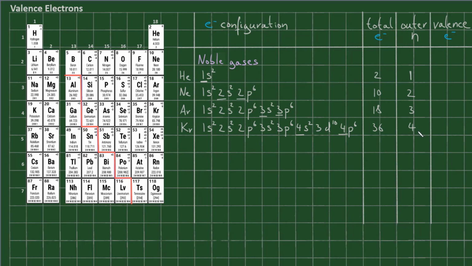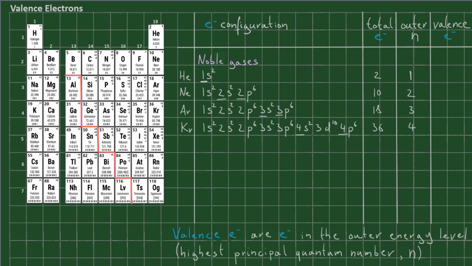Okay, so what are the valence electrons? Valence electrons are electrons that are found in the outermost energy level, or they are the electrons that are associated with the highest principal quantum number. Maybe I should write that down. What does this mean for our electron configurations? If I look at helium, helium only has one set of orbitals on level 1, so this is by default the outermost energy level. How many electrons are present there? Well, there are 2 electrons, so I have 2 valence electrons.